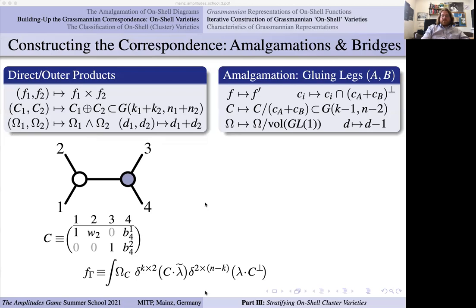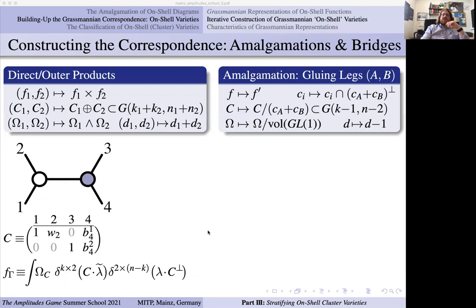Here, I'm putting the fermionic delta function as part of the form, but it doesn't need to be viewed as part of the form. So this is the claim that we started with at the very beginning of this lecture series, that there is this correspondence between on-shell diagrams, and this is now a construction of it. You can attach these little forms to every vertex and build it up.